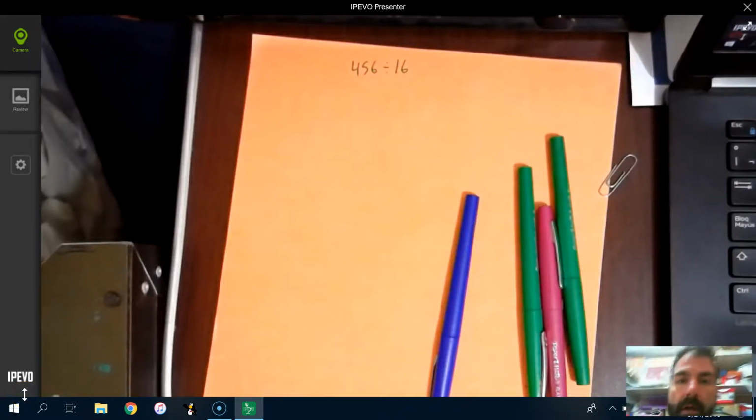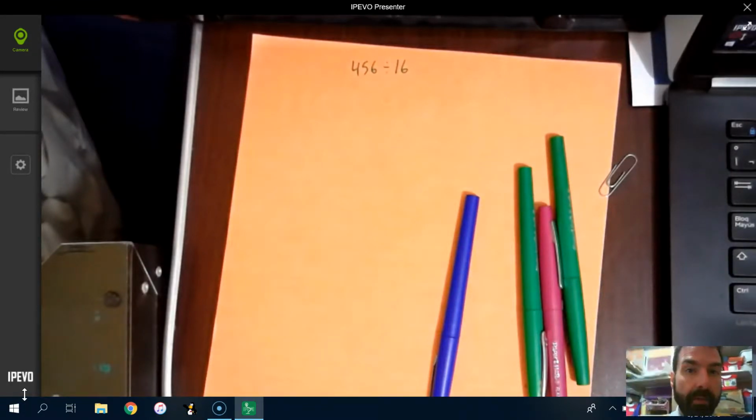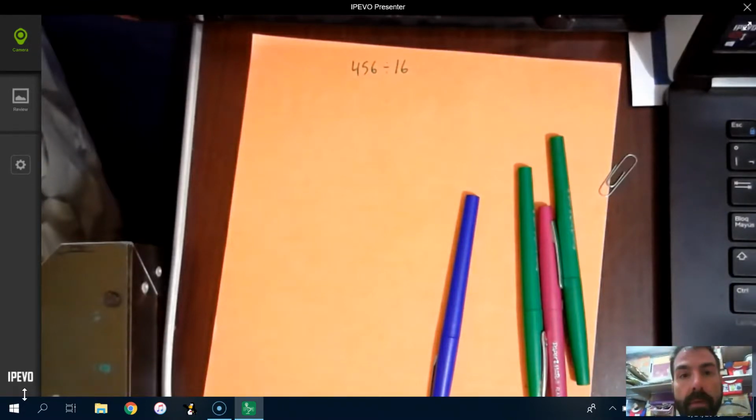Hi, we've been working on using different strategies to divide two whole numbers and getting an answer without a remainder. Today we're going to take a look at what happens when there is a remainder and how we can use our knowledge of multiplying with fractions. Because remember, that's what we're thinking.